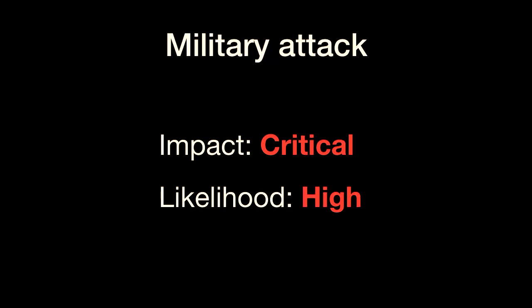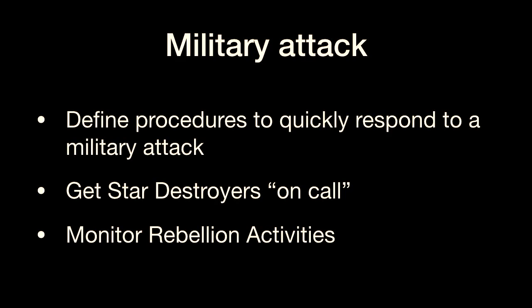So moving on. A military attack. The impact is critical. If a rebellion can pull off a military attack strong enough to destroy the Death Star, the impact is critical. And the likelihood is high. Let's be honest. As soon as they learn the Death Star exists, they're going to try to destroy it. And the most likely way is just to get all the ships they have and try to blow up the Death Star. What can you do to mitigate this risk?